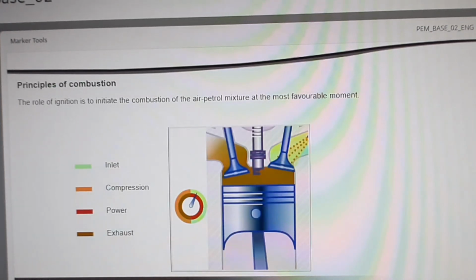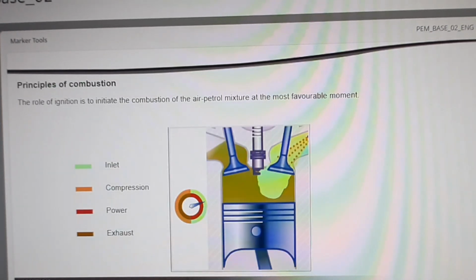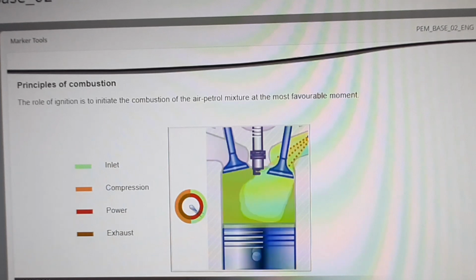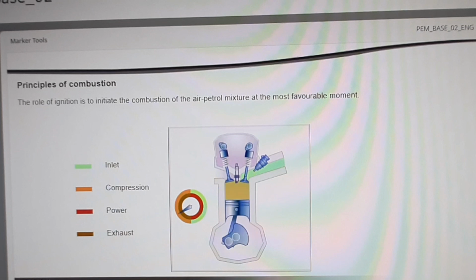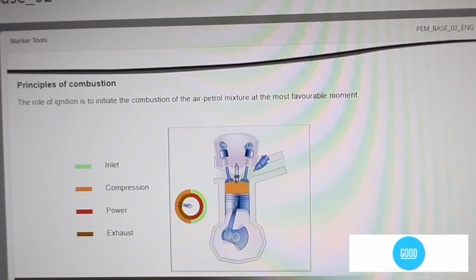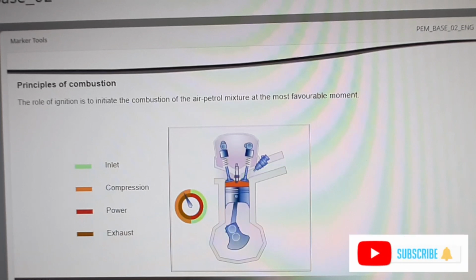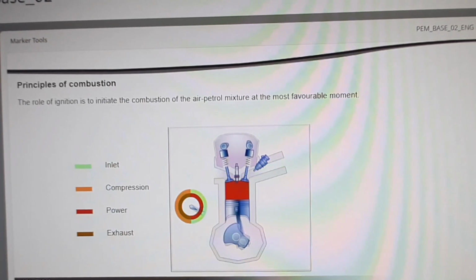The role of ignition is to initiate combustion of the air-petrol mixture at the most favourable moment. Combustion converts the air-petrol mixture into calorific energy. Increasing the heat raises the pressure in the combustion chamber. This pressure increase moves the piston.